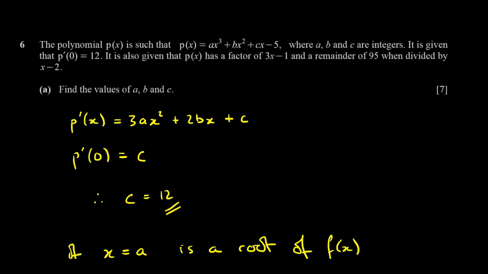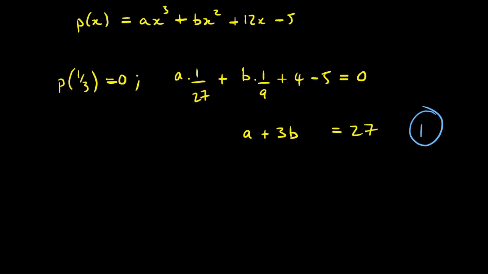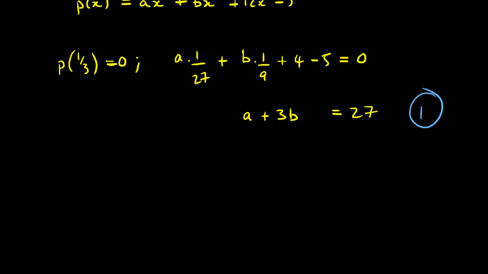Last statement. The last statement is that we have a remainder of 95 when we divide by x minus 2. Well, what does that mean? It means that if I was to substitute 2 into the polynomial, I would get 95. Okay, so that's the remainder theorem. The remainder theorem here states that if I was to substitute, what was it? Was it 2?